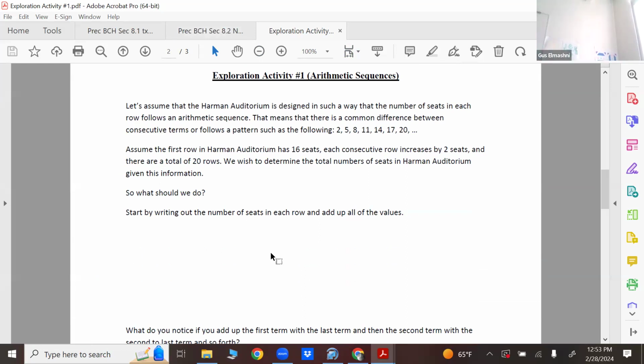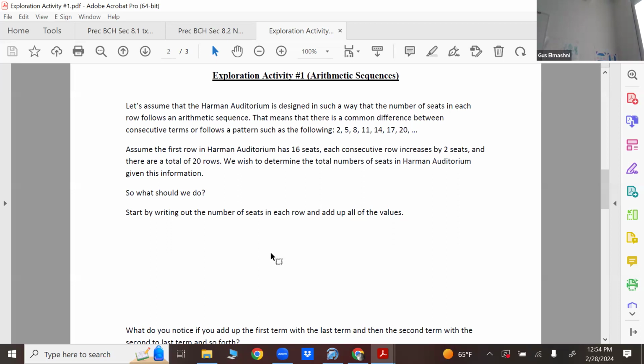All right. It's a little hard to read, so I'll read it for you guys. Our auditorium follows an arithmetic sequence with the rows. You guys are going to be in there a lot in 2 weeks. Yeah, spirit week, right? It's going to be fun. Great. So anyway, let's assume the seats follow that pattern. Like, we'll say the first row has 16 seats.